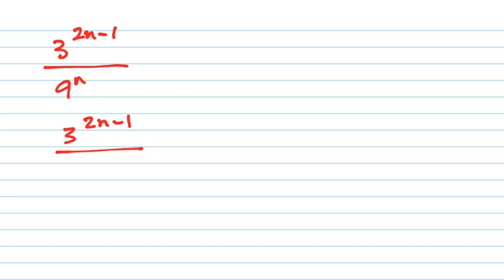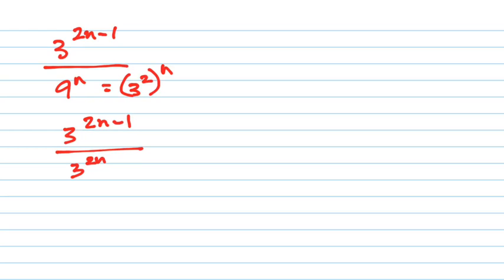What else? Look at number 7. 3 times 2n minus 1 over 9n. Okay? Now, can I change to like bases? Yeah. Sure. So I get 3 to the 2n minus 1, which is not going to change. But 9n is going to become 3 squared to the n power, which is 3 to the 2n.